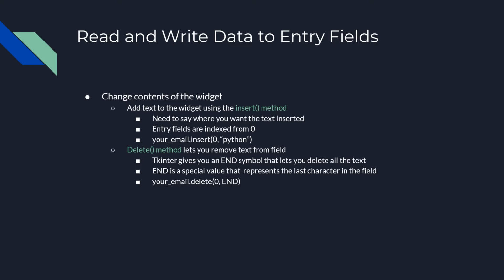The second way is the delete method. The delete method lets you remove text from the field. Since you may want to delete the entire contents of your field, tkinter gives you an END symbol that lets you delete all the text. END is a special value that represents the last character in the field. For example, if we want to delete your whole email entry, we can write down your_email.delete(0, END).